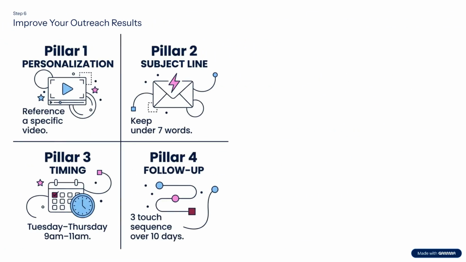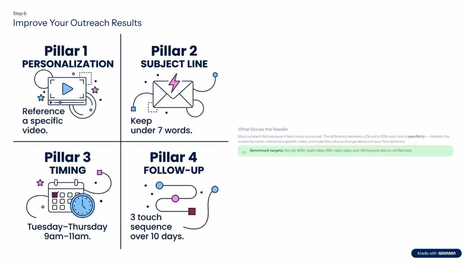Step 6 focuses on improving outreach results using 4 pillars: personalization, subject line, timing, and follow-up. Specificity is key to high reply rates. Aim for 40% plus open rates, 15% plus reply rates, and less than 2% bounce on verified lists.